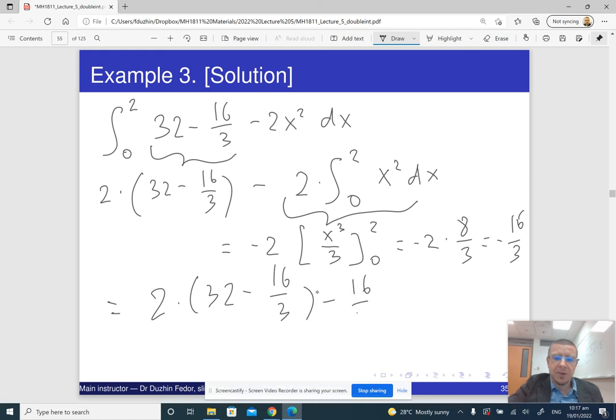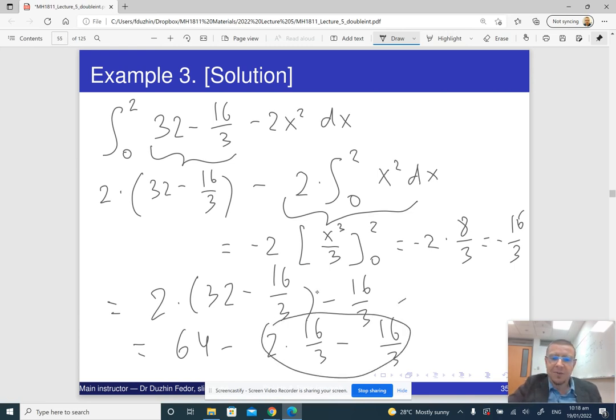Right, so overall the final answer is going to be 2 times 32 minus 16 over 3 and minus 16 over 3. And now you see it becomes easier, because 2 times 32 is 64 minus 2 times 16 over 3 minus 16 over 3. But 2 times 16 over 3 and 16 over 3 is really 3 times 16 over 3, which is just 16, right? So the final answer is going to be 64 minus 16, which is 48. This is how we can do it.